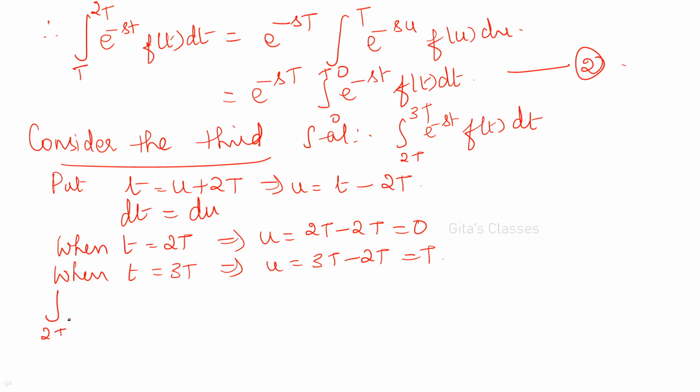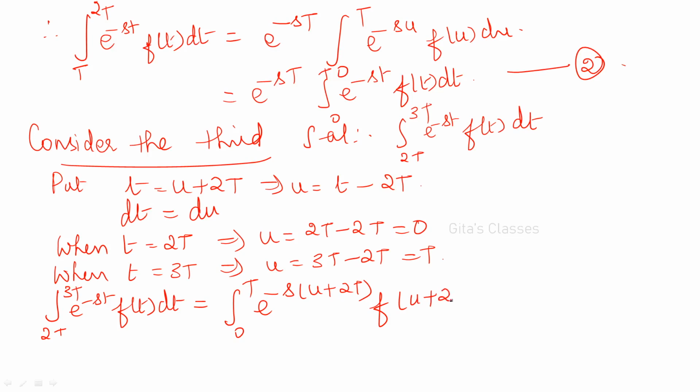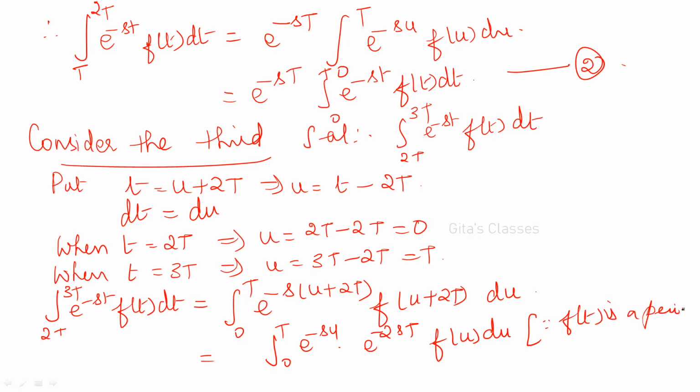Therefore, the integral 2T to 3T e power minus st f of t dt becomes integral 0 to T e power minus s into, in the place of t, I have u plus 2T, into f of u plus 2T into du. Okay. This can be written as integral 0 to T e power minus su into e power minus 2s into T into f of u du. Again, since f of t is a periodic function of period T, that's why I am writing f of u plus 2T is equal to f of u. Therefore, I can take that outside.